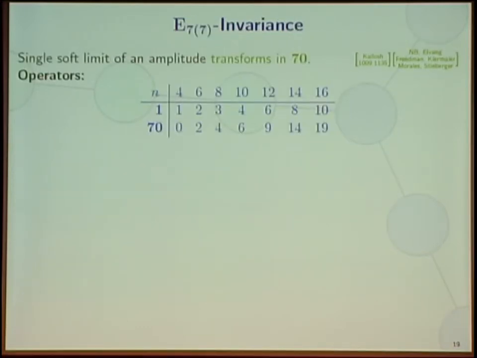How about E7 invariance? Now, to address that question, it makes sense to look at not singlet operators, but operators transforming in a 70. Because the single soft limit of any scattering amplitude, which is a singlet, must transform in the 70 of SU(8). And the 70 operators you can also enumerate, and they have these multiplicities.